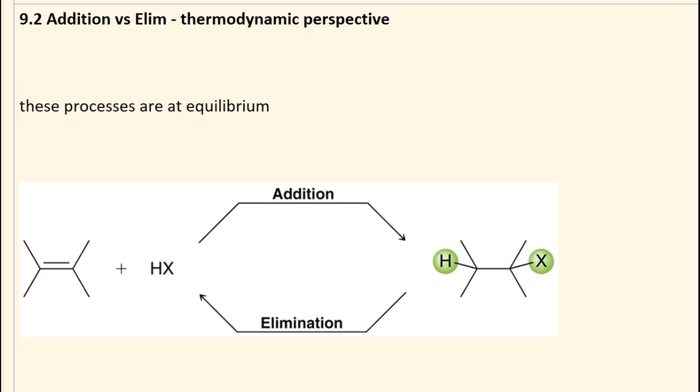So addition and elimination are the reverse reaction of each other. And since they're the reverse reaction of each other, we can think of the two processes, both addition and elimination, as happening at equal rates and putting those processes at equilibrium with each other. So here on the left-hand side, we've got the alkene and the haloacid. On the right side, we've got the haloalkane, right? And addition and elimination happening in equilibrium with each other.